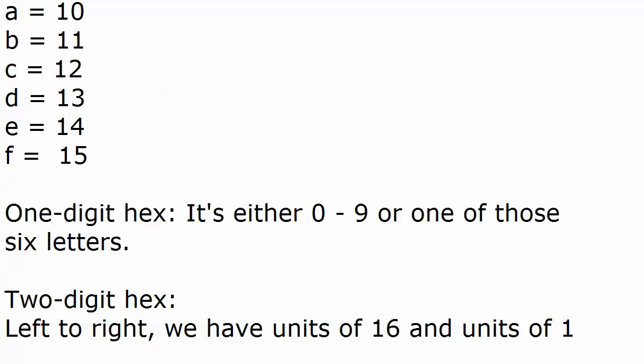Now, with two-digit hex, left to right, you have units of 16 and units of 1. If you want to go from right to left and say, okay, units of 1 and then 16 times 1, which is 16, that's fine. I just think it's easier just to remember left to right. We got units of 16 and units of 1. So let's say that I gave you A7. Sounds like a bingo call, except, of course, there is no A in bingo. So left to right, we have units of 16 and units of 1.